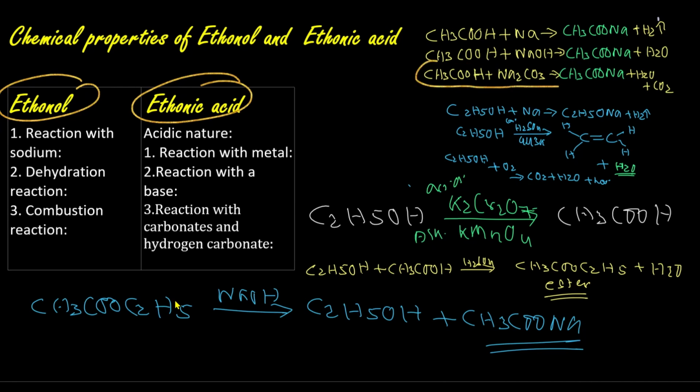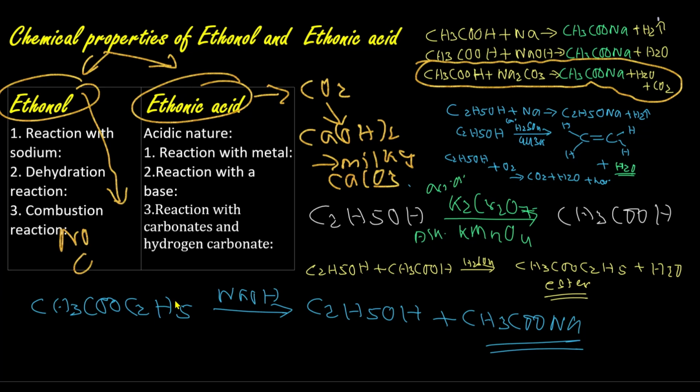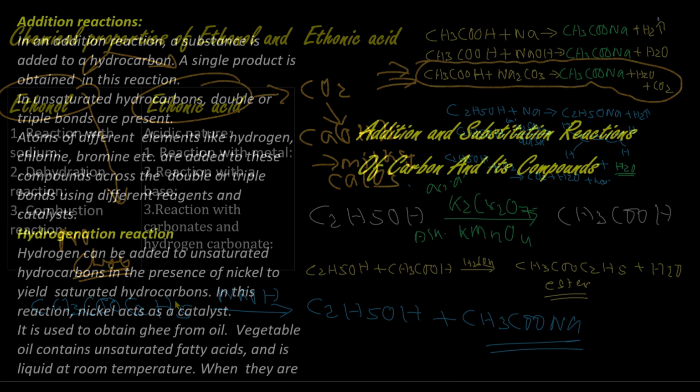In both cases, we will add a metal carbonate or metal bicarbonate. The best example is sodium carbonate. We'll add sodium carbonate to both of them, and you'll see that with ethanoic acid, carbon dioxide gas is produced that will turn lime water milky due to the formation of calcium carbonate. With ethanol, no change or no reaction will take place. So, as I said, we use these reactions to distinguish between ethanol and ethanoic acid.